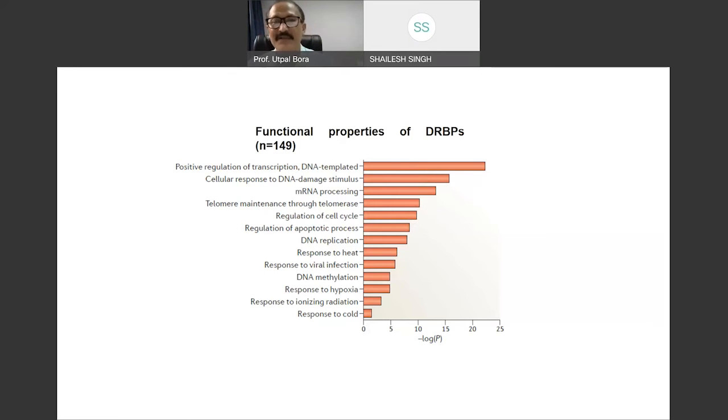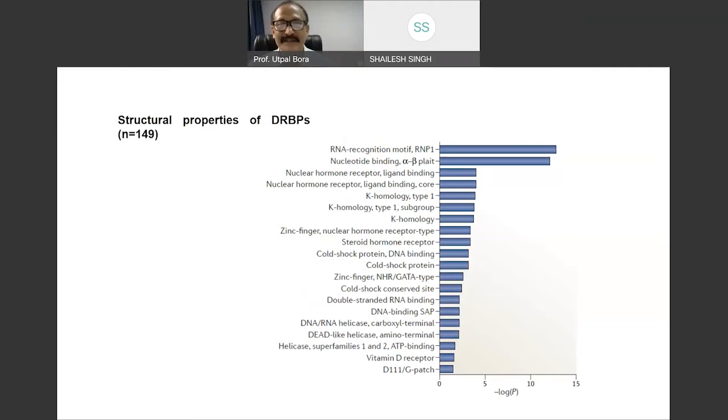Okay. So you see, out of this assessment of these 149 candidates, they found out it plays diverse roles like positive regulation of transcription, cellular response to DNA damage stimulus, mRNA processing, telomere maintenance through telomerase, regulation of cell cycle, regulation of apoptotic processes, DNA replication, then response to heat, viral infection, and then other processes like DNA methylation, and so on. Even response to cold as against response to heat. So these are the various functions of these DNA and RNA binding proteins, very, very diverse and multiple.